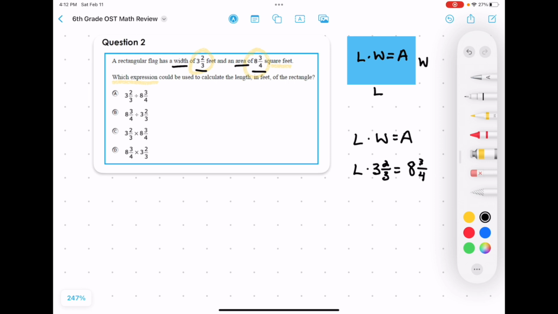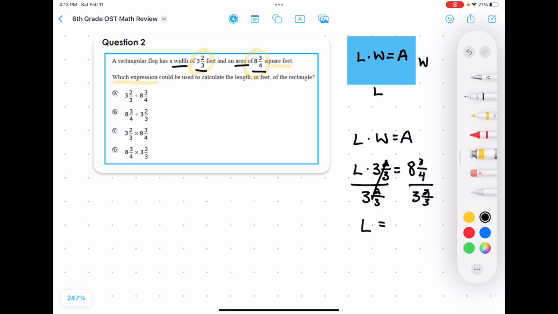Well, the inverse of multiplication is division. What inverse means is that division undoes multiplication. So what I need to do is work backwards from the area, that 8 3/4, and divide by the 3 2/3. Just like 5 divided by 5 is 1, or 6 divided by 6 is 1, 3 2/3 divided by 3 2/3 is 1. And because I'm multiplying length times 1, any number times 1 is just itself. So this essentially just cancels out, and I'm left with just the length on that side.